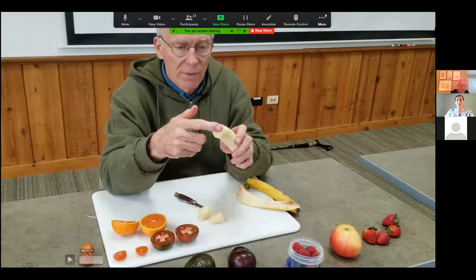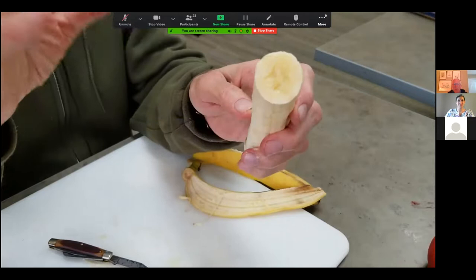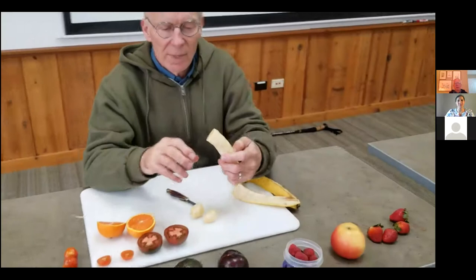Three. And the parts in threes there. This banana wasn't quite ripe enough. Once they're ripe, you can separate it into three segments, 120 degrees of the circle with each one.